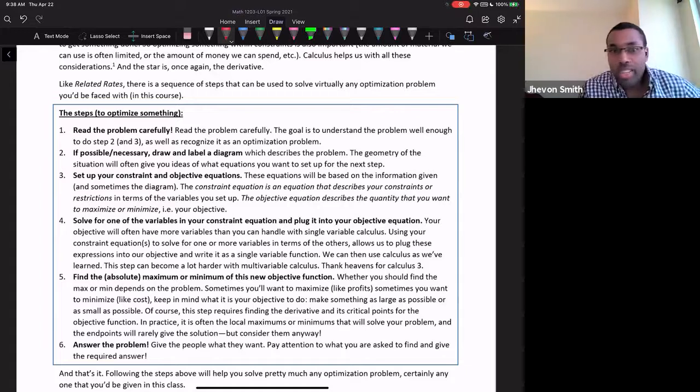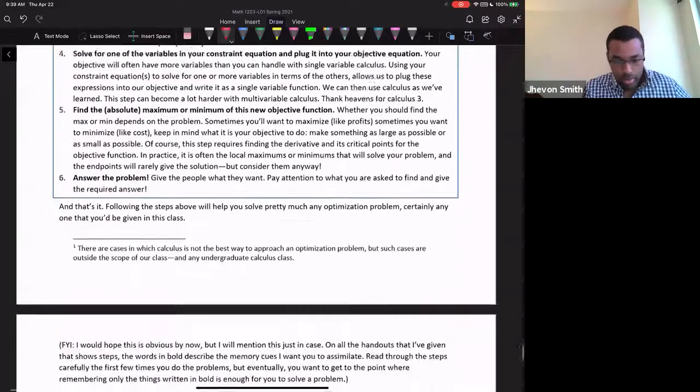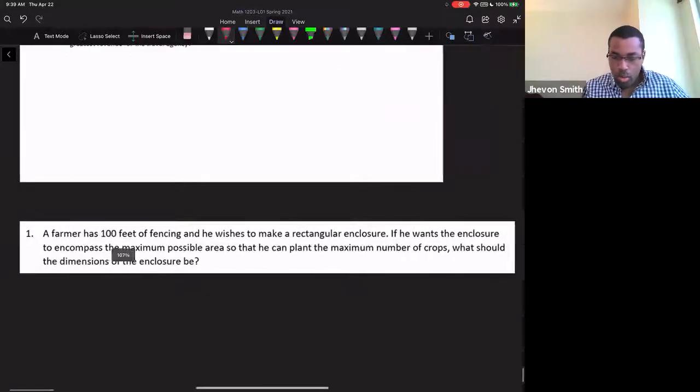Like related rates, you're going to read the problem carefully, because you have to understand that it is an optimization problem. So usually you're going to describe some sort of situation, and you want to make something as good as it possibly can be. It turns out that often what this means is maximizing or minimizing something. So if you're looking at profits, you want to maximize. If you're looking at cost, you want to minimize. If you're looking at, as we're going to see here, a farmer wants to plant the maximum amount of crops, then he's going to need the maximum amount of area, things of that sort, right?